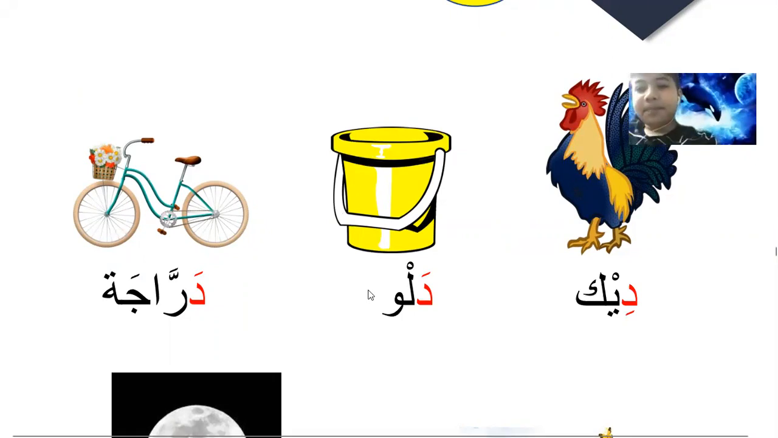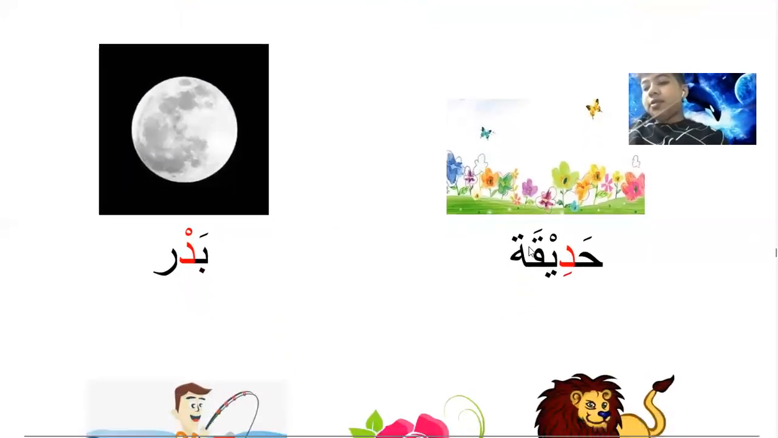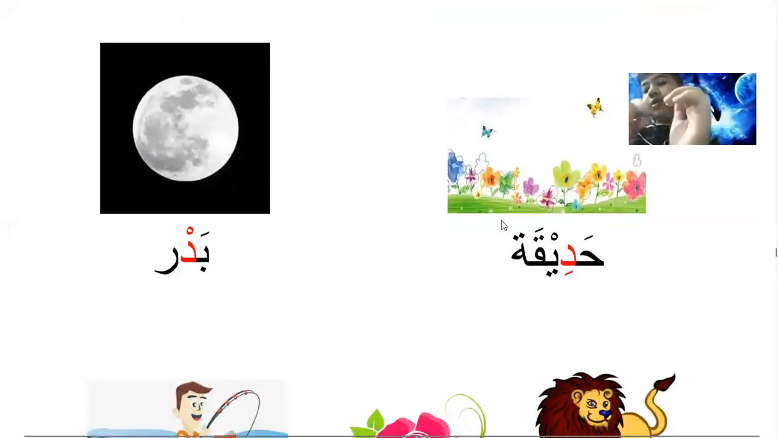Next. Dal. Good. Bucket. Good. Bucket. Daraja. Daraja. Bicycle. Good. Hadika. Flowers. Garden. Hadika. Garden.